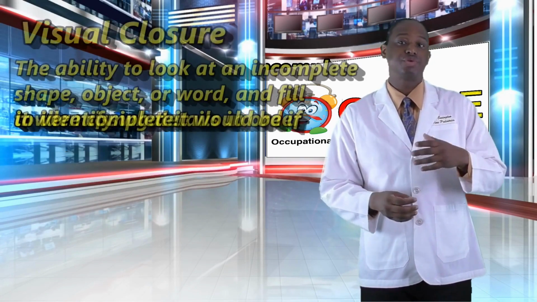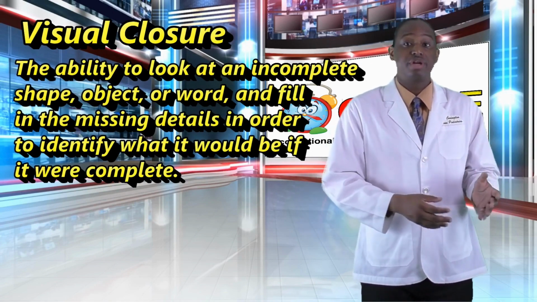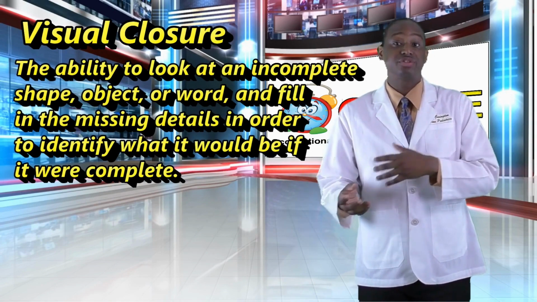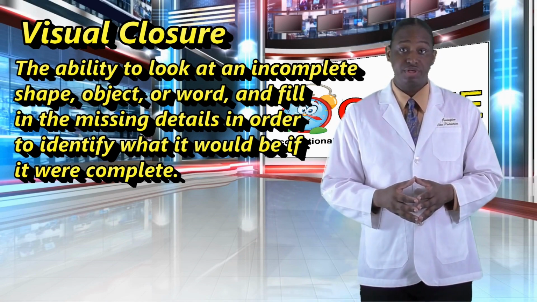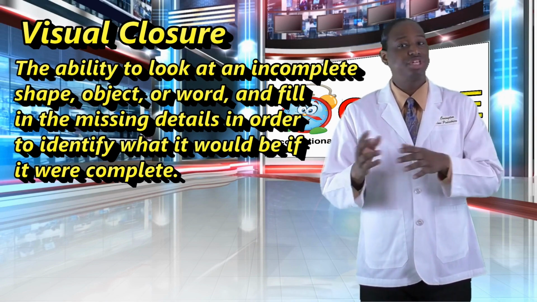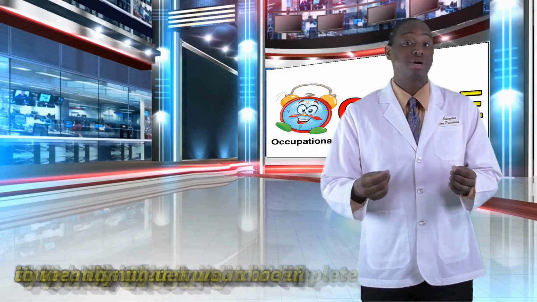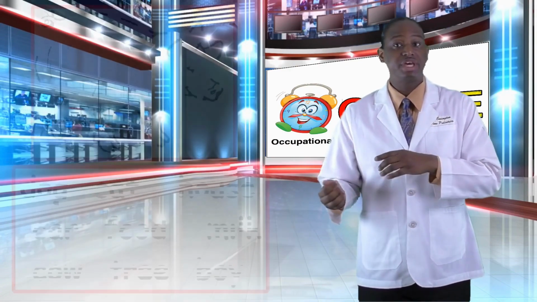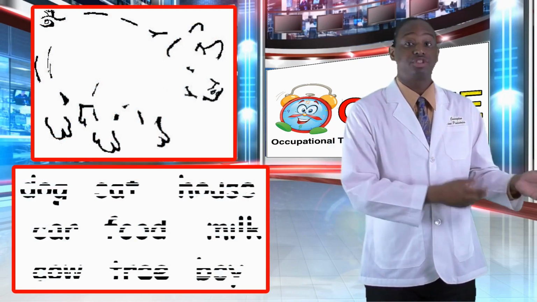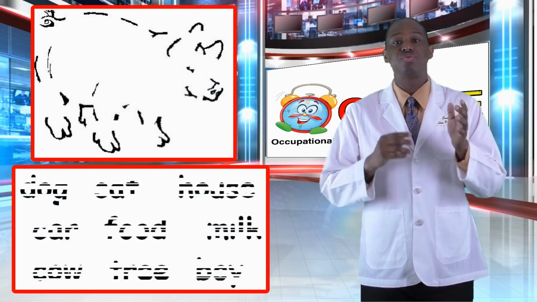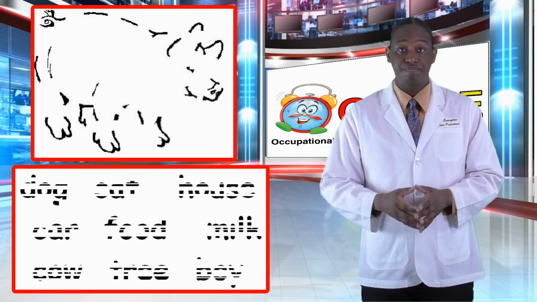Visual closure refers to the ability to look at an incomplete shape, object, or word and fill in the missing details in order to identify what it would be if it were complete. It's the ability to correctly perceive something even when it's partly hidden. This skill requires abstract problem solving. This ability helps you to quickly make sense of what you see, even if it's not all visible to you, which means you do not have to see every little detail in order to recognize something.